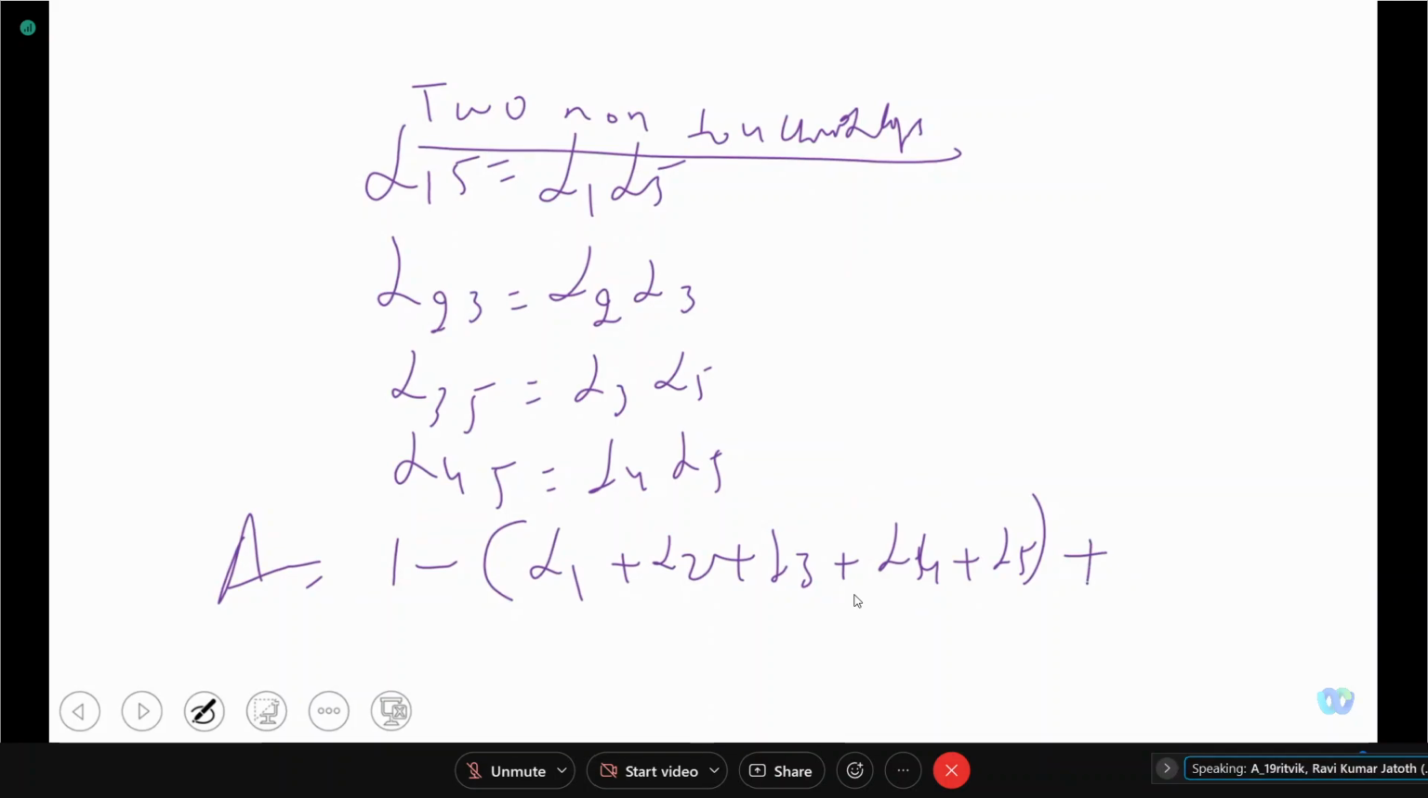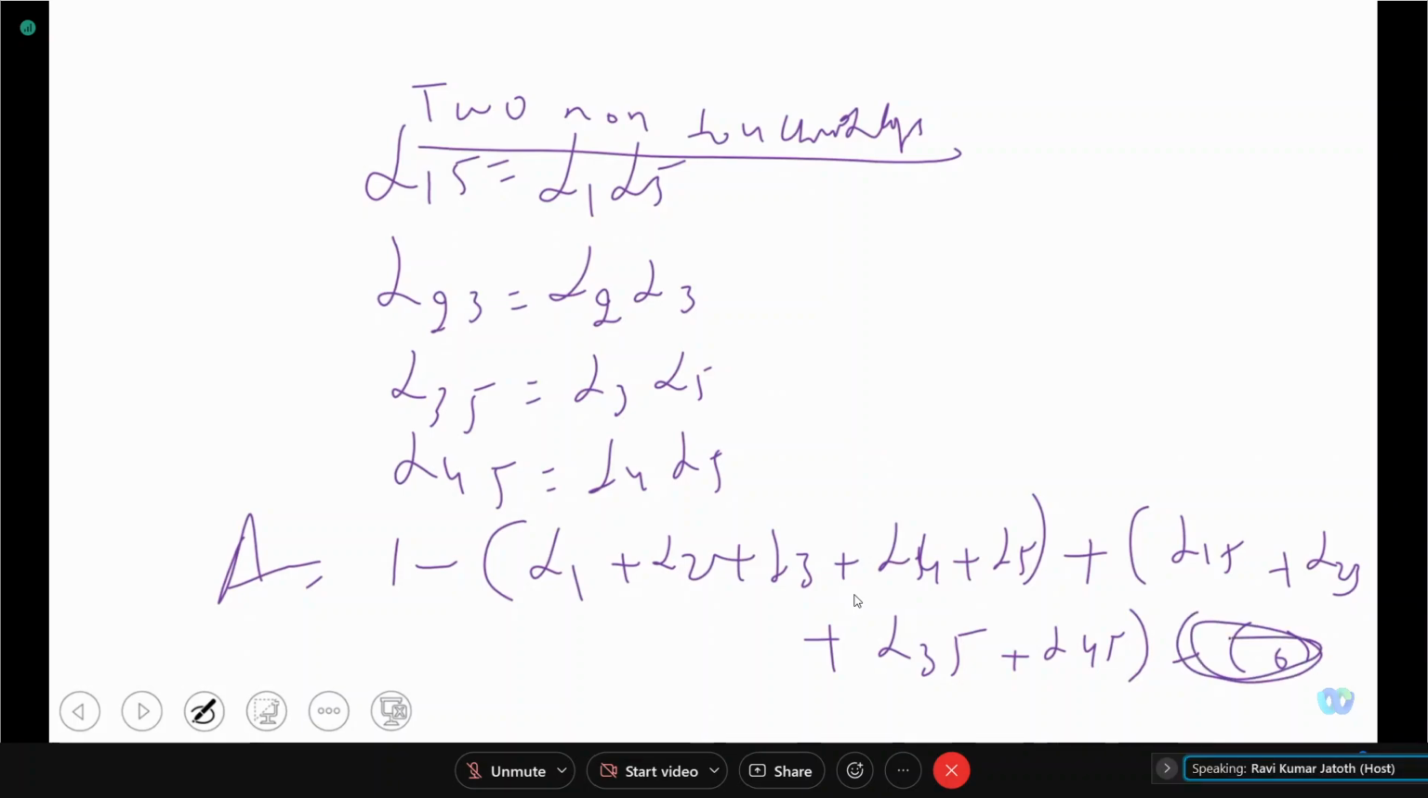Plus what? The sum of products of all possible two non-touching loops, which is given by L15 plus L23 plus L35 plus L45. Correct? Minus the sum of products of all possible three non-touching loops. There are none, so that is not there, and that's why we stop here. So this is delta.